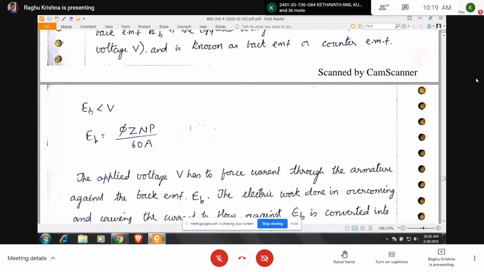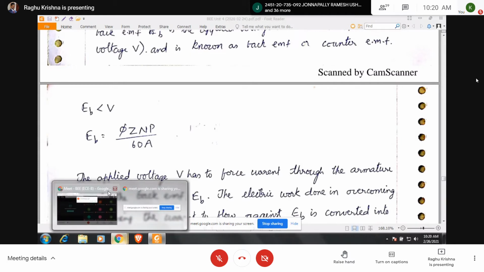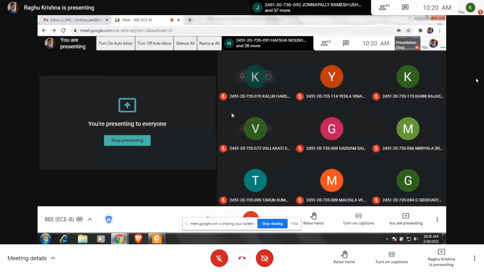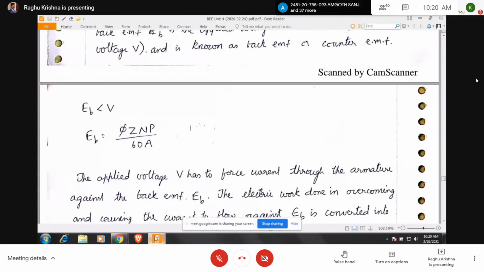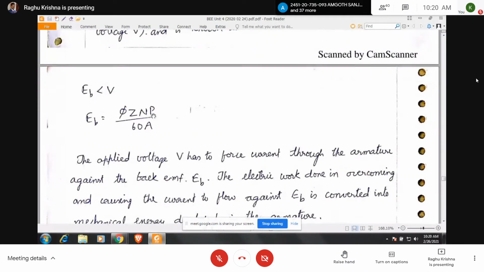This back EMF will always be less than the applied voltage, and the back EMF is given by φZNP by 60A, just like a generator. Here EB is equal to φZNP by 60A, where φ is the flux per pole, Z is the total number of armature conductors, N is the speed in RPM, P is the number of poles, and A is the number of parallel paths.